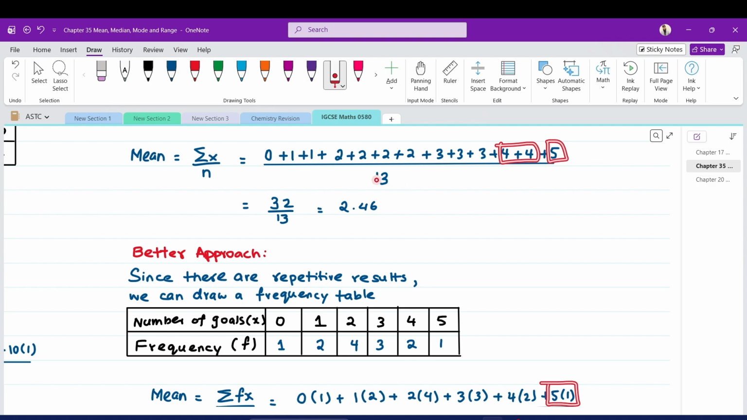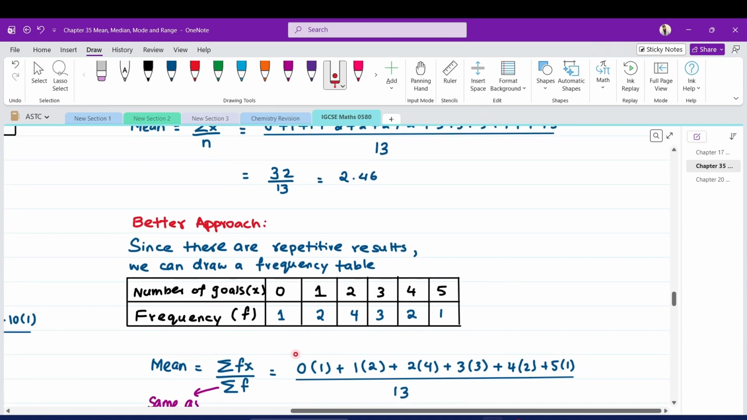Okay, so you can see that this is actually a lot more concise and easier to write rather than adding all the values. This really comes in handy when you have a large set of data. For example, here I only took the data for 13 matches. What about the whole season? There could be 28 matches, there could be 40 matches, and so on, right? So you're not going to add all the values individually. So that's why we use the frequency table.